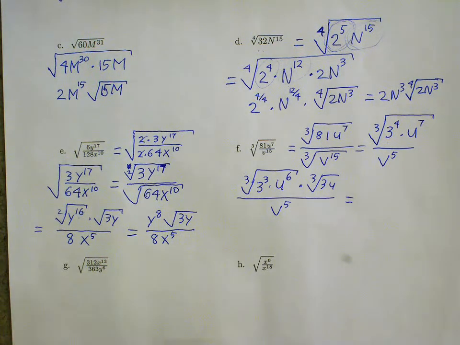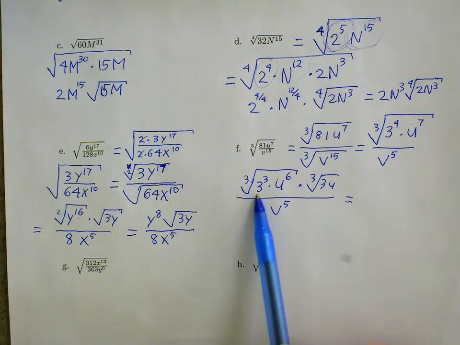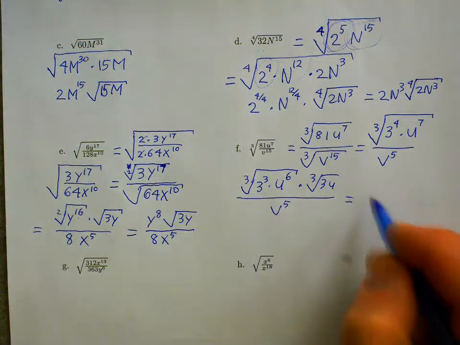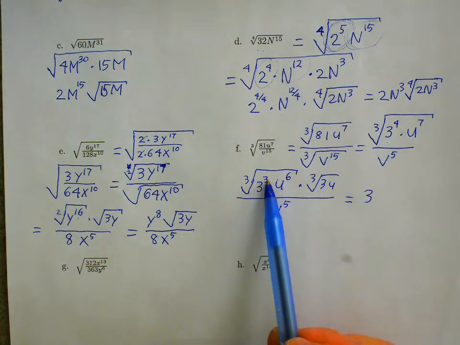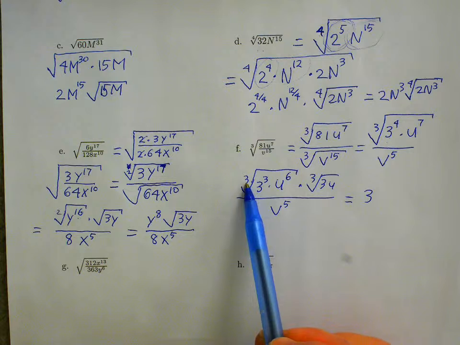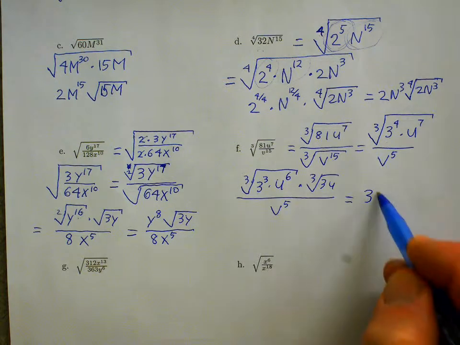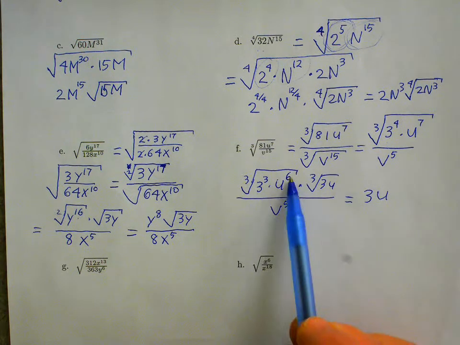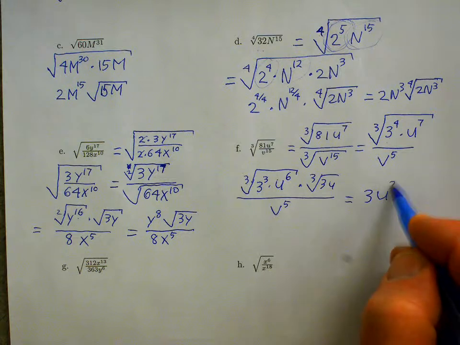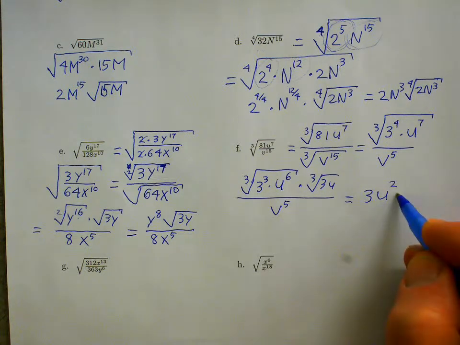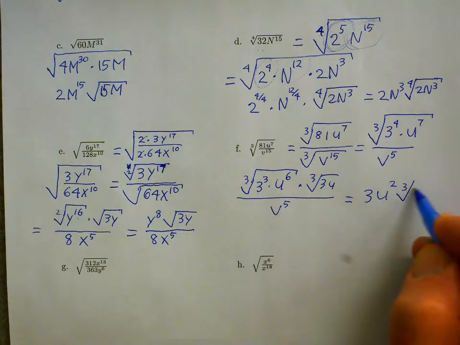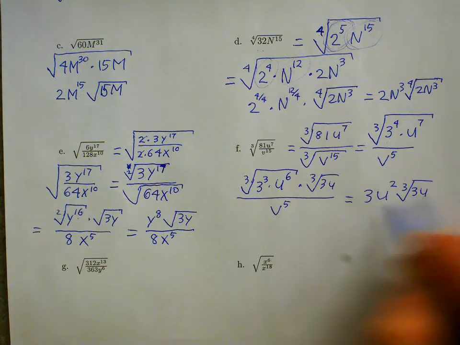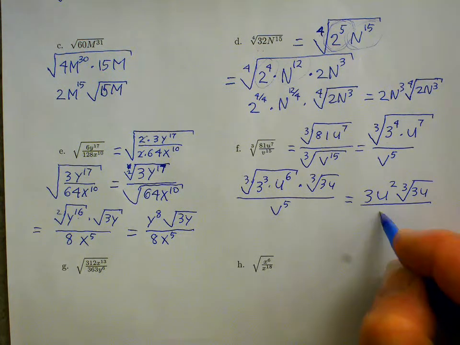And then finally, the cubed root of 3 to the 3rd is 3 to the 1st, or 3, because the exponent 3 divided by the index 3 is 1, times u to the 6 divided by 3, or u to the 2nd. And then we have to multiply 3u to the 2nd times the cubed root of 3u, and then divided by v to the 5th.